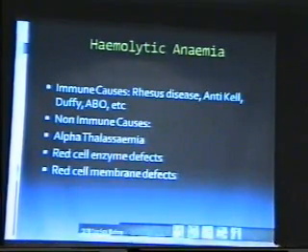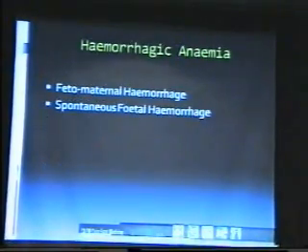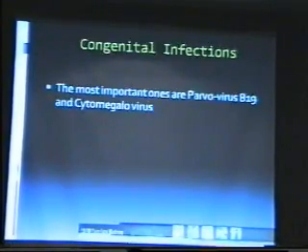The non-immune ones, which are thalassemia or genetic causes producing red cell enzyme defects or membrane defects, are obviously not treatable at that stage. The hemorrhagic causes are actually quite rare. They are usually an accident sort of thing, like placental separation causing fetal-maternal hemorrhage, or spontaneous fetal-maternal hemorrhage. They're quite rare, and usually those fetuses hardly survive.